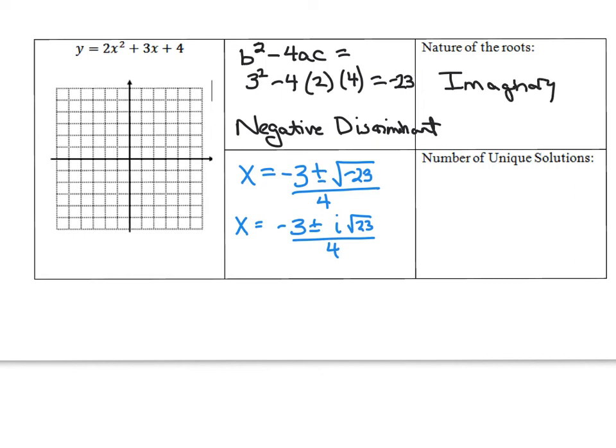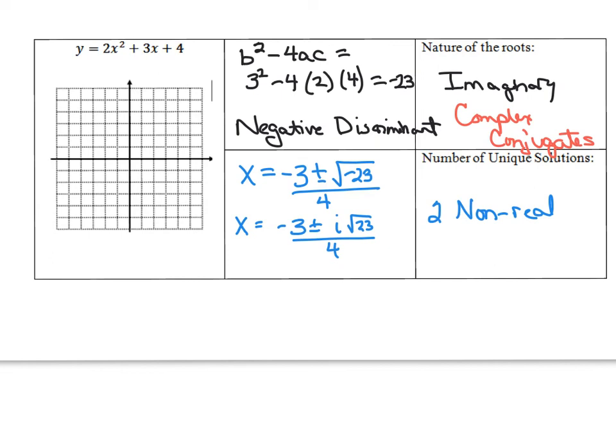Whenever they're imaginary roots, those roots are going to be called complex conjugates. The real parts match, the imaginary parts are opposite of each other. So the number of solutions, I actually have two non-real solutions. And again, non-real means they've got an imaginary in them. There's an i in my answer.